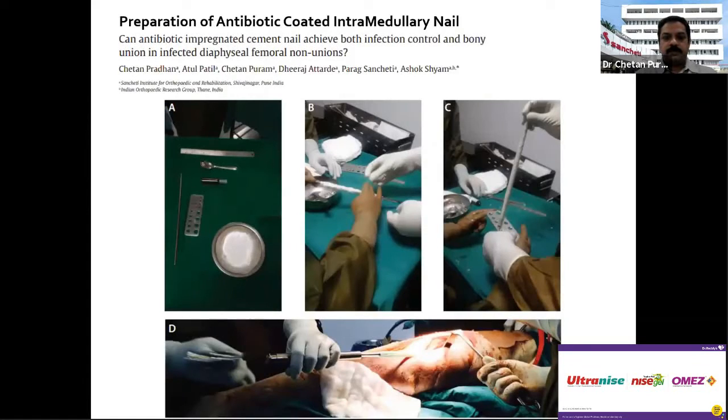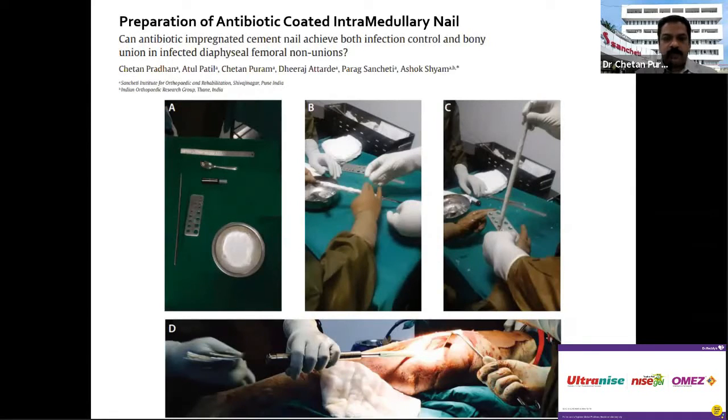So we prepare the antibiotic-coated nail on the operation theatre table. We use an 8 or 9 millimeter K nail. We use 20 grams of cement. For 20 grams, we mix about 1.5 to 3 grams of cefuroxime most commonly, or about 2 grams of vancomycin or 80 milligrams of gentamicin. And the nail is prepared by coating the cement.